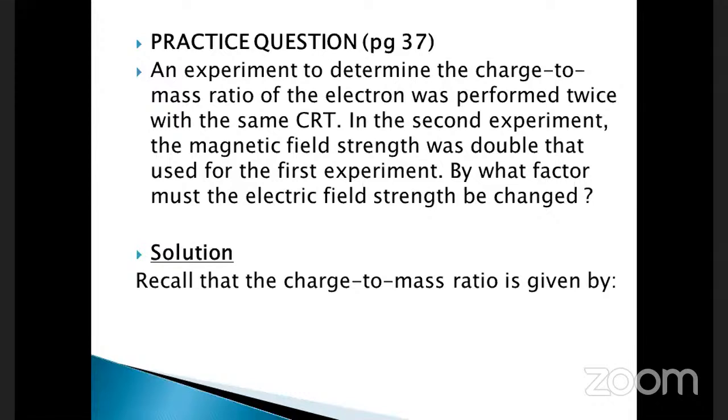Recall that the charge to mass ratio is given by this equation. I'm sure this is no problem for any of us. E over m, that's the charge over mass. That's what we call charge to mass, a ratio, a fraction. Charge to mass is equal to E, the capital E, don't forget, the electric field strength, over B squared R, where B is the magnetic field strength and R is the radius of that circular arc.